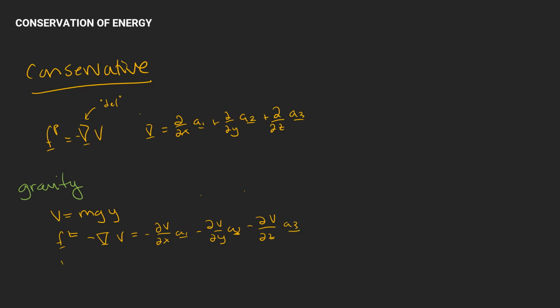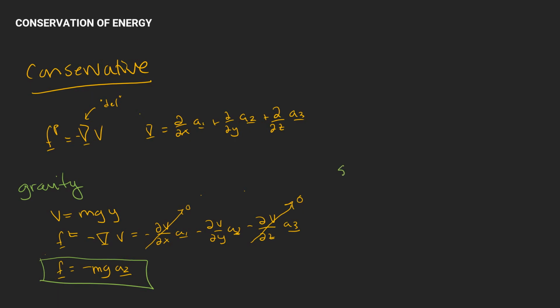And this gives you our force, which, if you plug in this V, you notice that it only has a y term. So this will go to 0. This will go to 0. The partial derivative of V with respect to y is mg. It's a negative sign, and it's in the A2 direction, right? And so this should be familiar. It's our gravitational force.